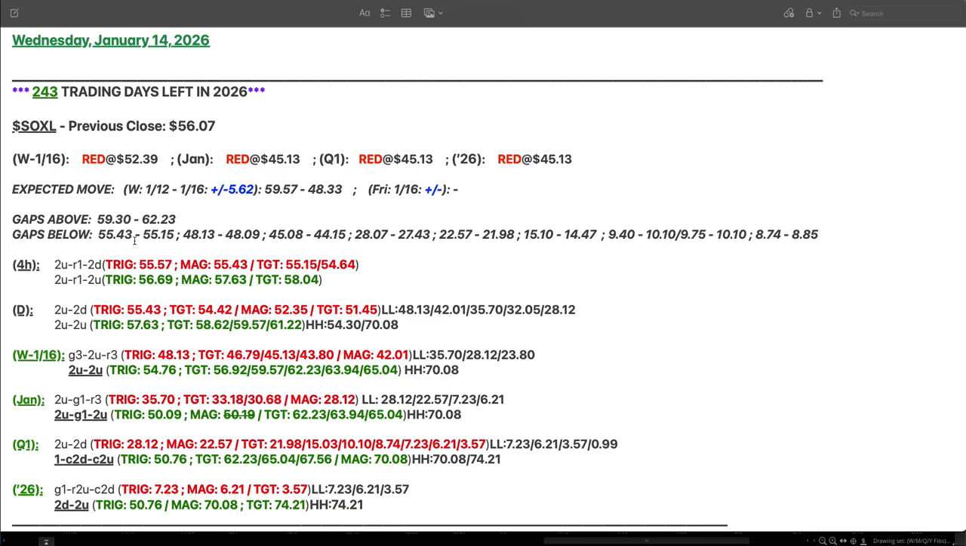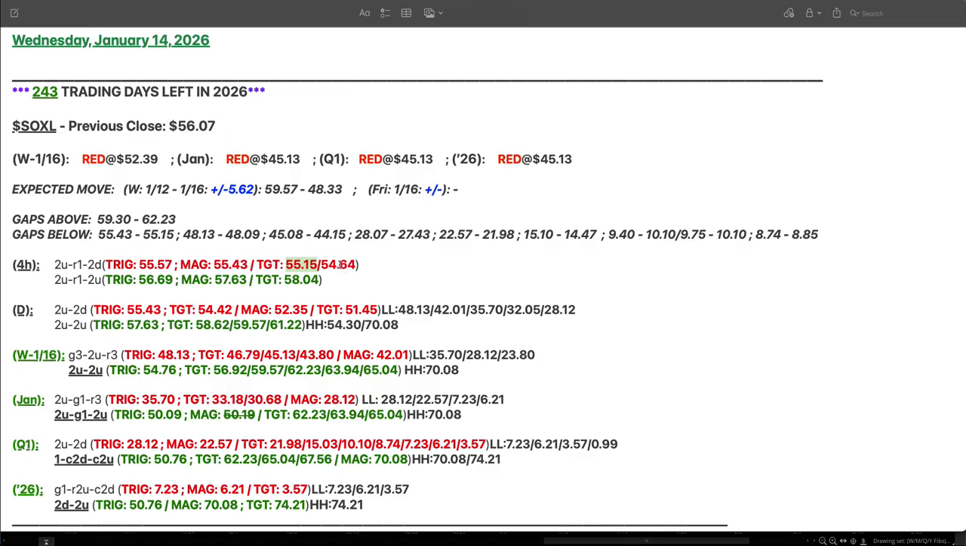From the 4-hour perspective, we talked about to the downside, we could have a 2-1-2 down trigger. Not a big magnitude there. You can see triggering at 55.57, magnitude being 55.43, but there is that domino effect, snowball effect, whatever you want to call it, with triggers with the combo 2 up, combo 2 down, and the 3 combo 2 up, combo 2 down that would take us to the downside.